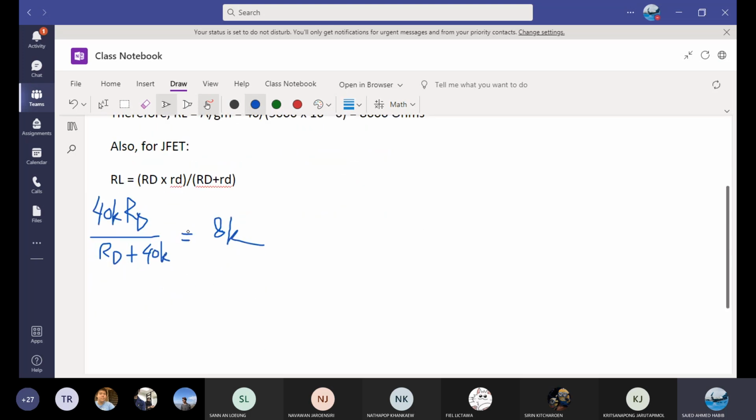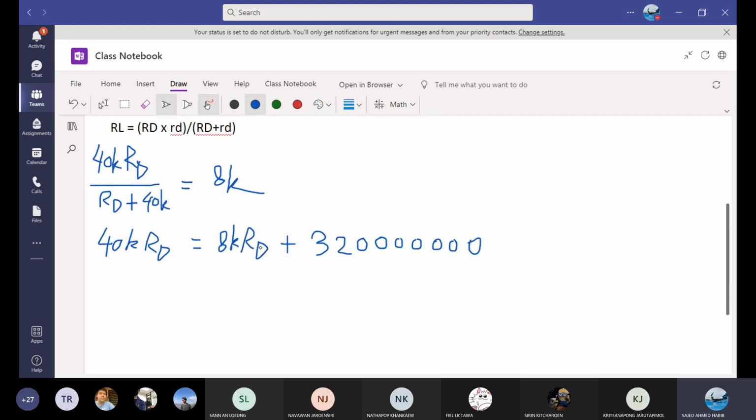All you have to do is the cross multiplication. So on the left hand side you have 40K RD, or 40,000 RD, equals 8K RD, right? Cross multiplying, plus 40,000 multiplied by 8,000. If you take 40,000 multiplied by 8,000, you will get 32 followed by seven zeros.